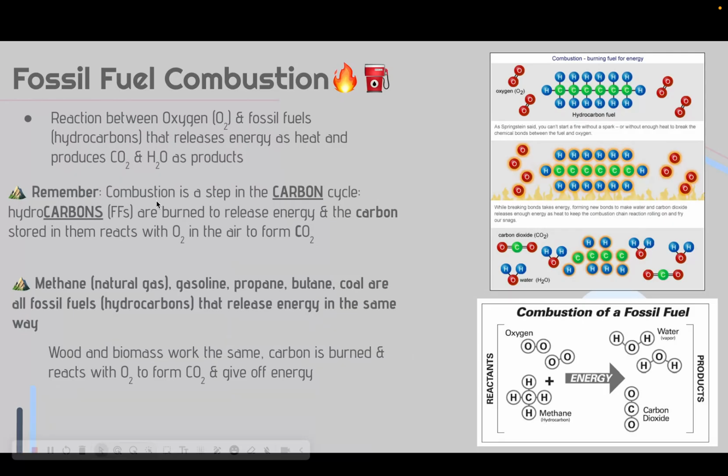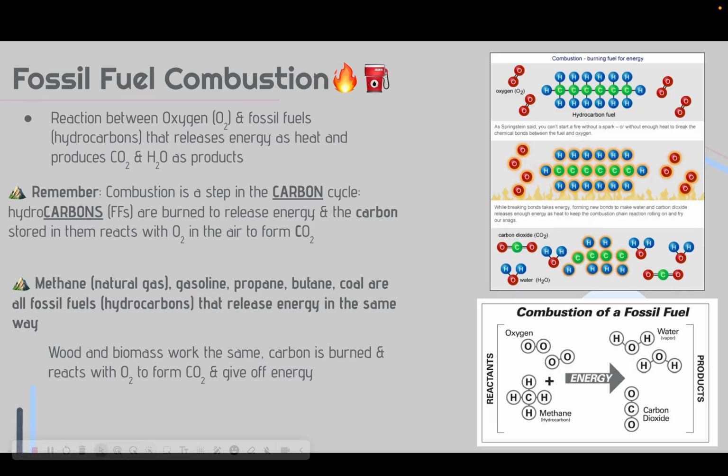Okay. So remember that combustion is just a step in the carbon cycle. This is why, because we're burning those hydrocarbons and we're releasing not only the energy that we want, but we're also releasing all of that carbon that's stored in these molecules, which you can see is quite a bit. And that reacts with the oxygen in the air to form carbon dioxide, which is the problem that we end up with. And then methane is just natural gas. That's an example of a fossil fuel.